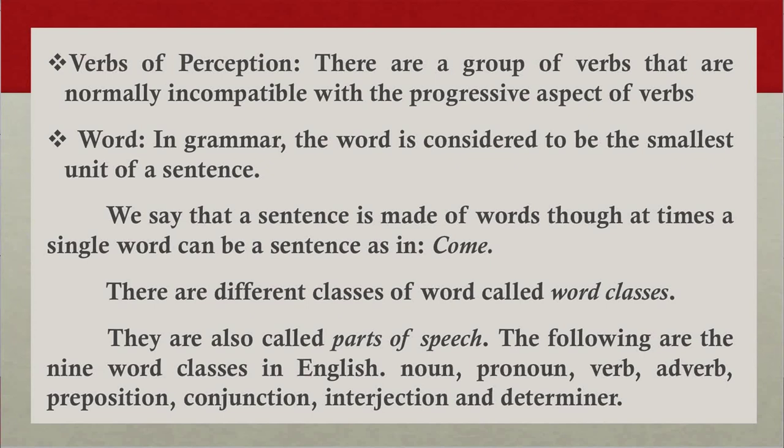We say that a sentence is made of words, though at times a single word can be a sentence, as in "come." There are different classes of word called word classes. They are also called parts of speech. The following are the word classes in English: noun, pronoun, verb, adjective, adverb, preposition, conjunction, interjection, and determiner.